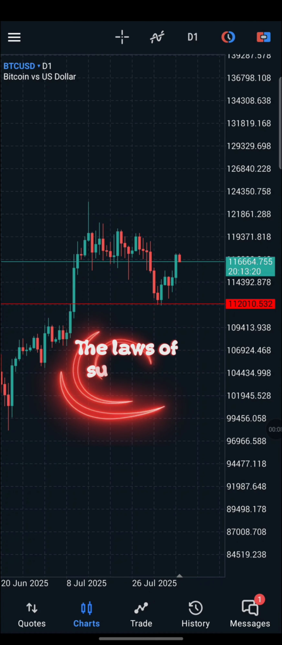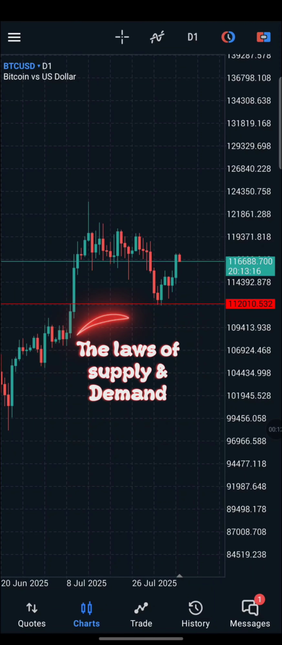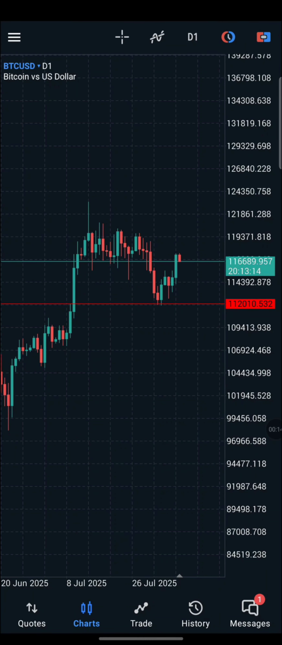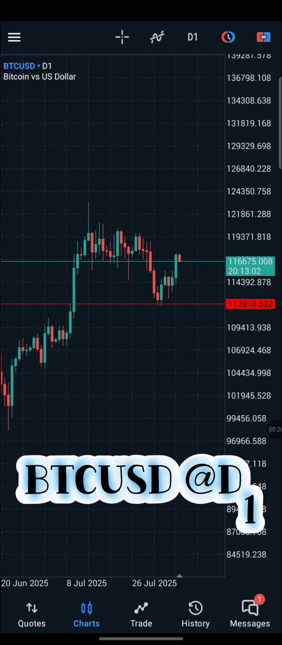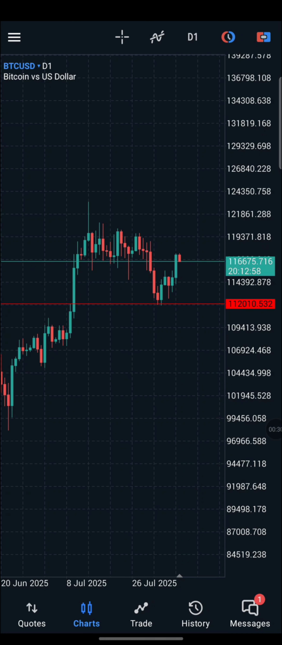In this tutorial, we are looking at the laws of supply and demand in reading the psychology of the market using the chart. The asset that we're looking at is Bitcoin versus the US dollar at D1.